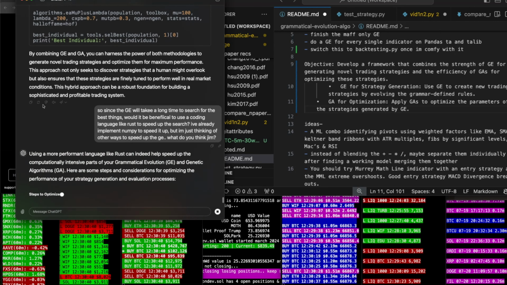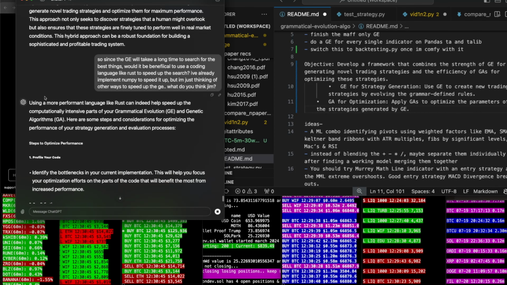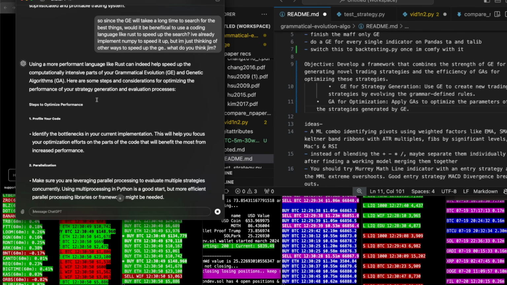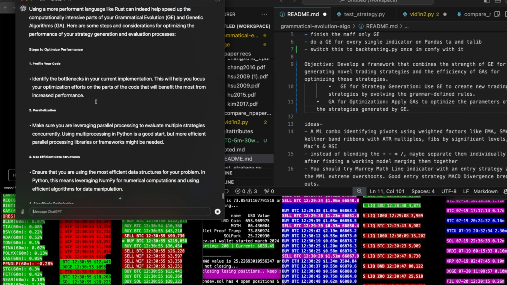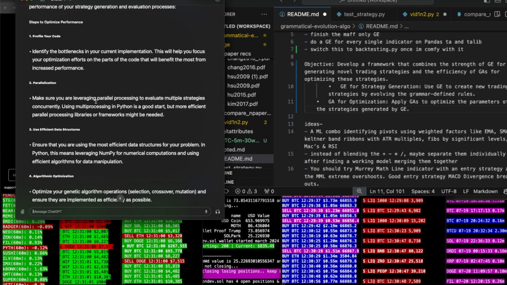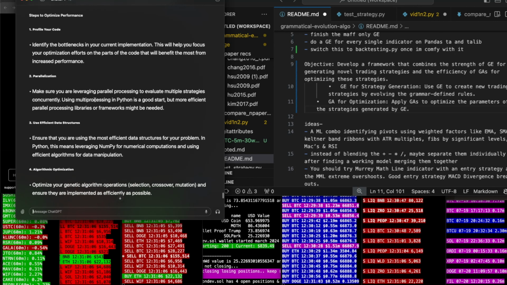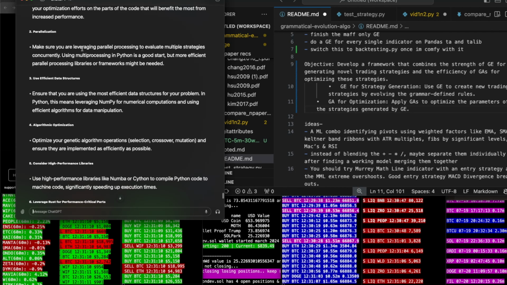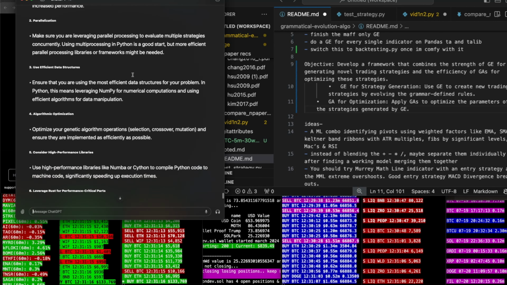Using a more performant language like Rust indeed helps speed up the computation-intensive parts of the grammatical evolution and genetic algorithms. Here are the steps and considerations for optimizing performance of your strategy generation and evaluation processes. Profile your code, identify the bottlenecks in your current implementation. This will allow you to focus your optimization efforts on the parts of the code that will benefit the most from increased performance. Make sure you are leveraging parallel processing to evaluate multiple strategies concurrently.